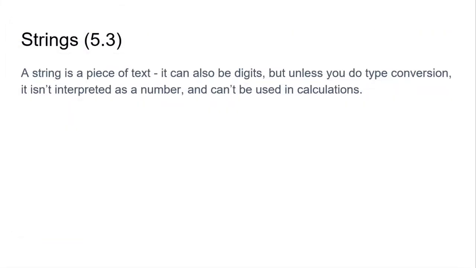You've probably used strings a lot already in JavaScript, but just for the sake of it, let's start from the very beginning. A string is a piece of text. It can also be digits, but unless we do type conversion, those digits aren't interpreted as a number and can't be used in calculations. You know that. You try to add one string to another and they get concatenated.